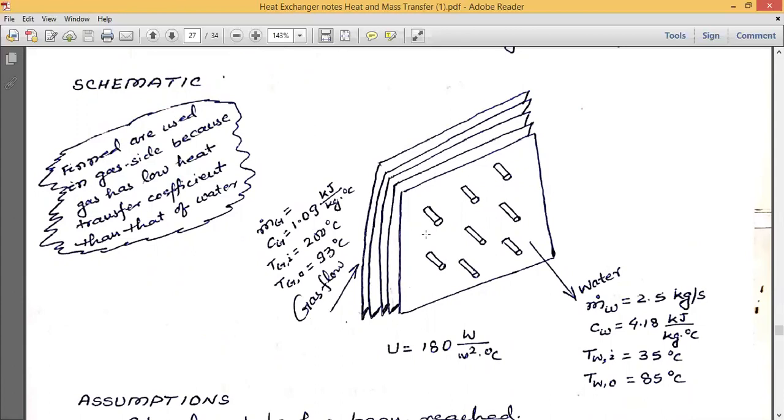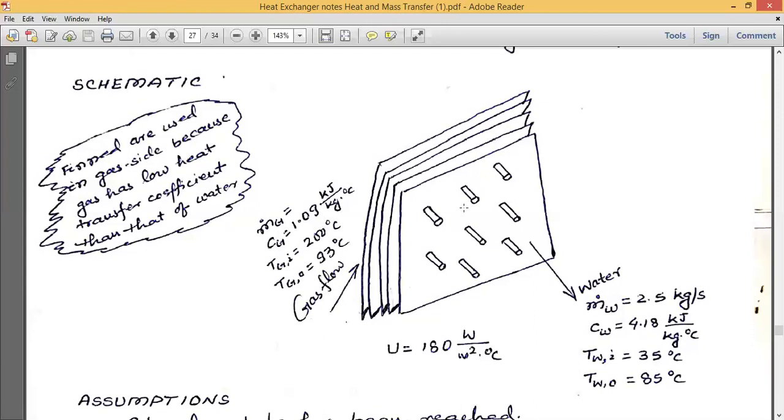We know that there is the fin kept outside the tube. Why is the fin used on the gas side, not on the water side? The answer is that the heat transfer coefficient of gas is much lower than that of water. Therefore, the fin is used on the fluid side whose heat transfer coefficient is lower. That's why the fin has been added on the gas side, in the form of plates, and in between these two plates the gas is flowing without getting mixed.